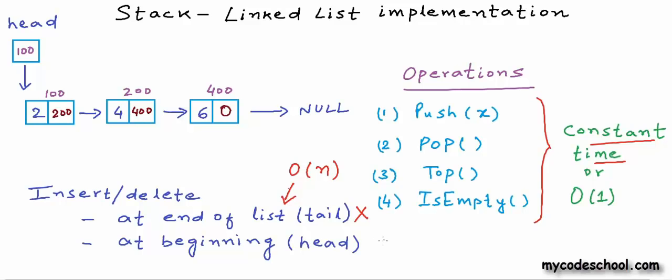The cost of inserting or deleting from beginning, however, is big O of 1. It will take constant time to insert a node at beginning or delete a node from beginning.